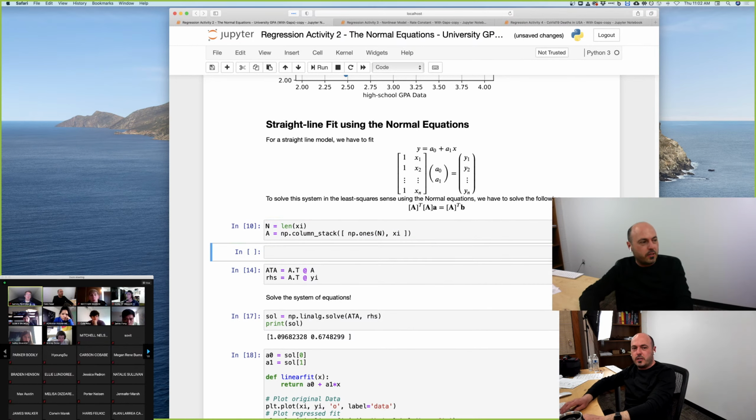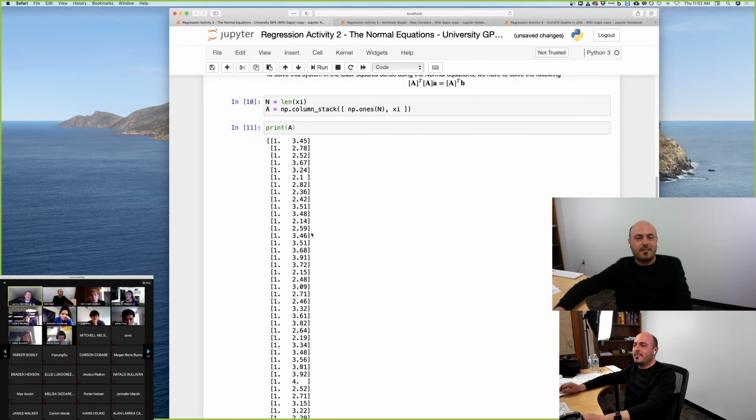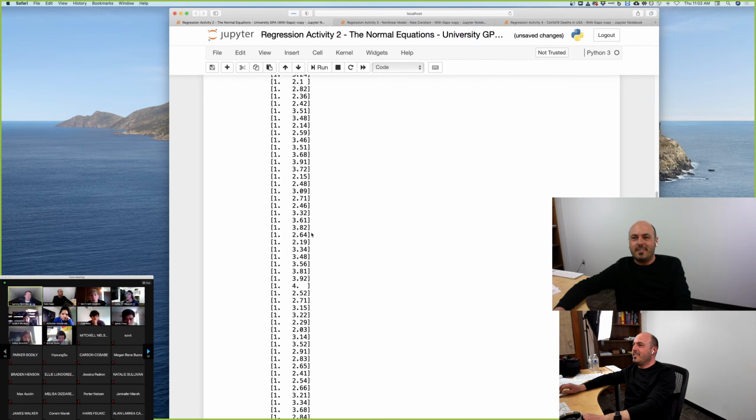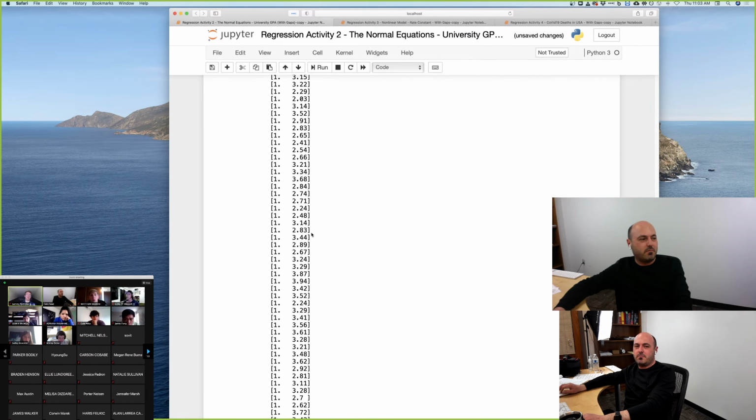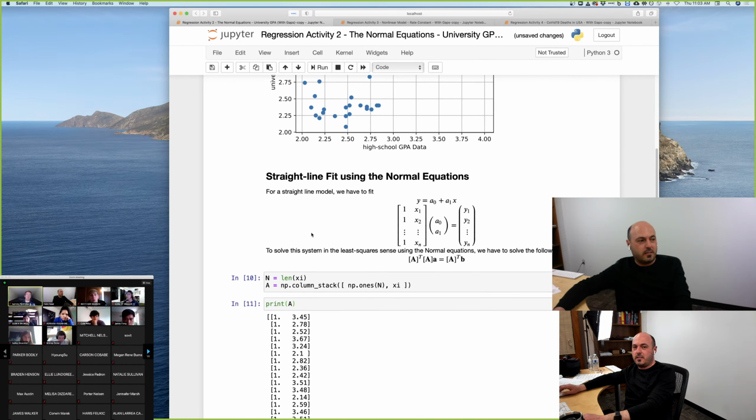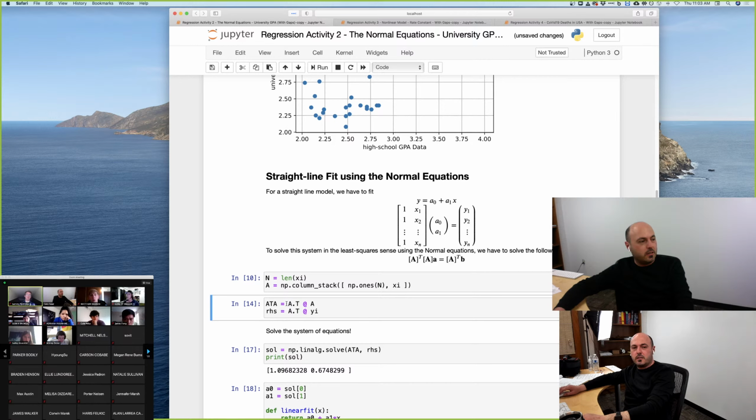Okay, let me print it out. It might not print nicely, but if you look at this, this is what we have. Don't you agree that this is my A matrix? It's got ones in the first column and x1, x2, and so on in the second column. So that's good. Let's delete this.